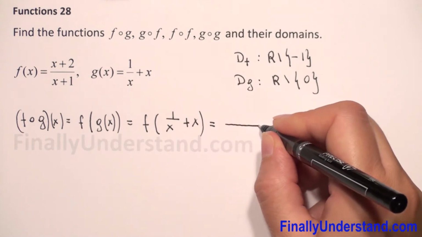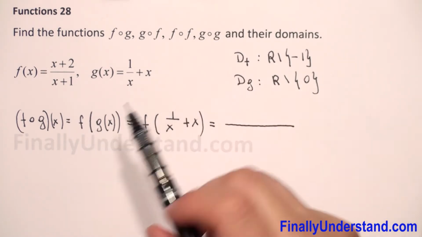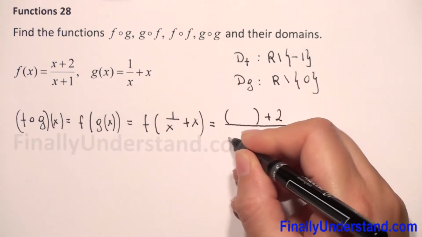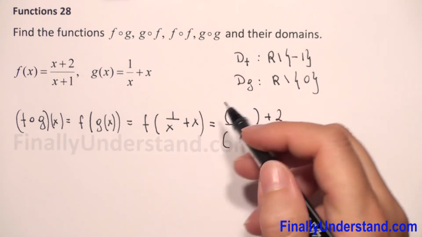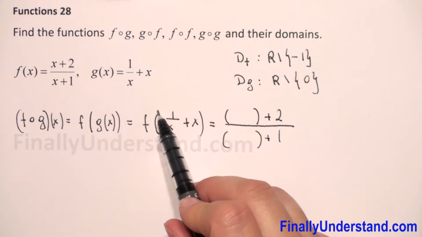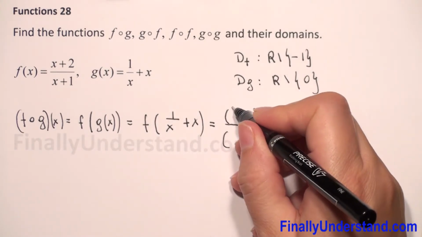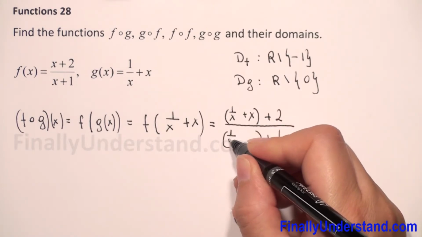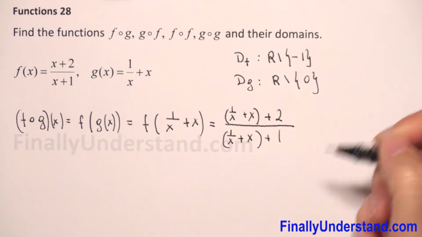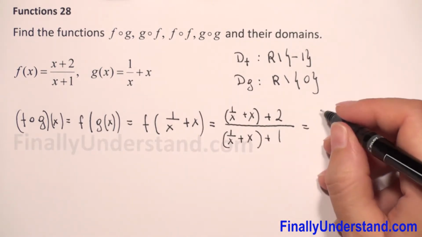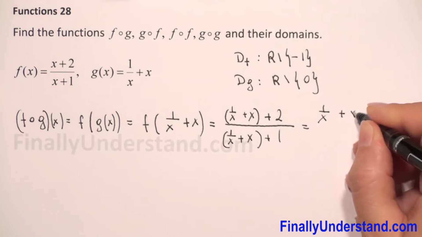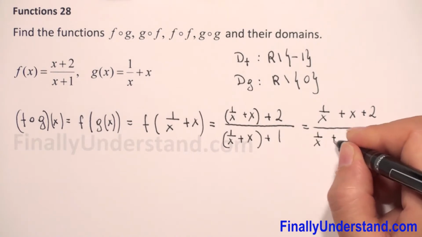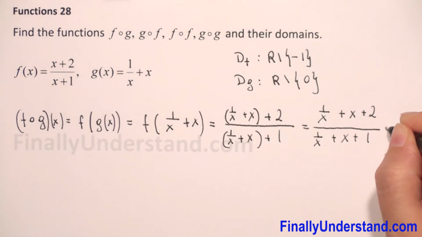So we just copy and we put parentheses for x. The 2 we just copy, plus 1. And for x, we have to just put this whole expression. So we have 1 over x plus x. And in the denominator, we have 1 over x plus 1. So now, we can rewrite this. We have 1 over x plus x plus 2 over 1 over x plus x plus 1. This is equal.